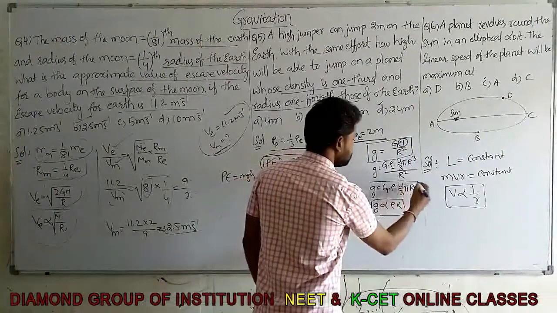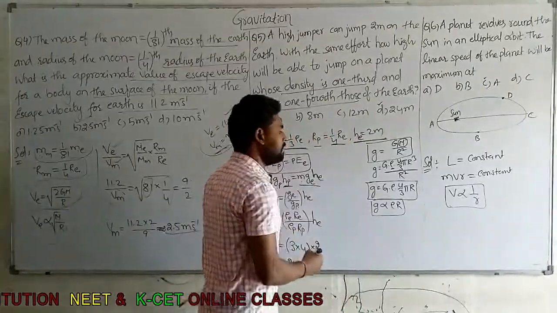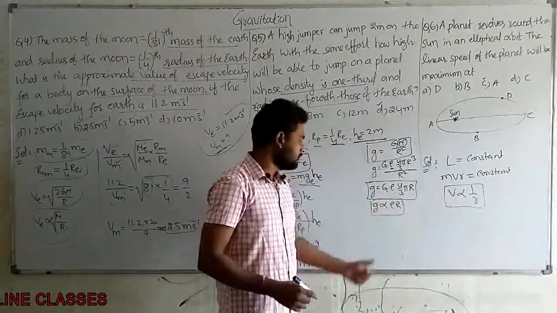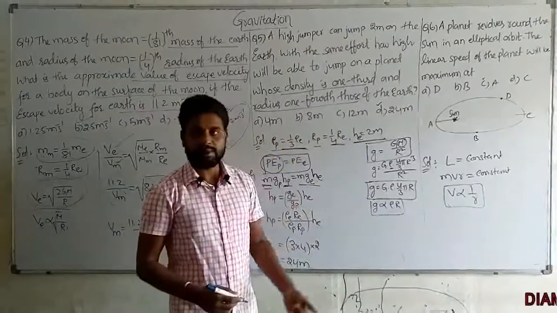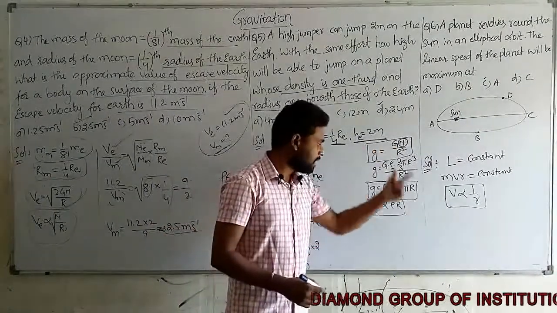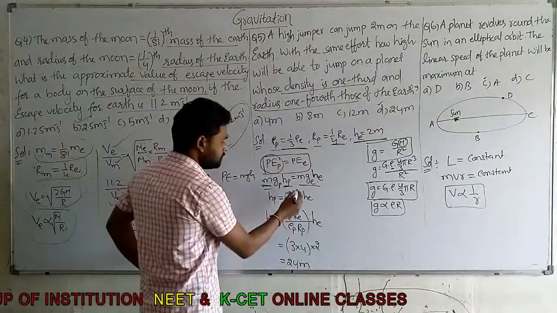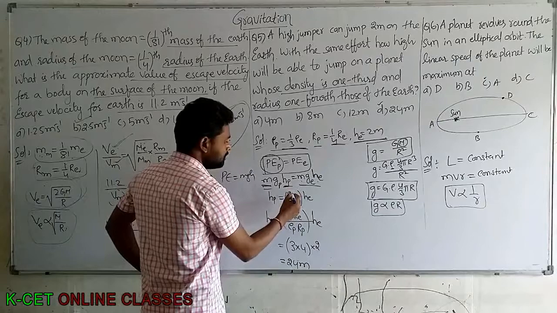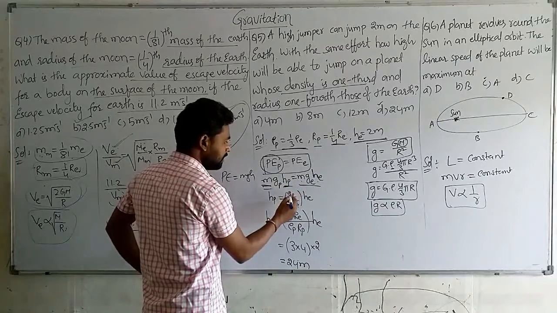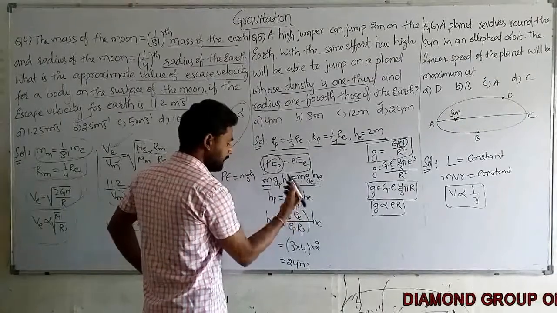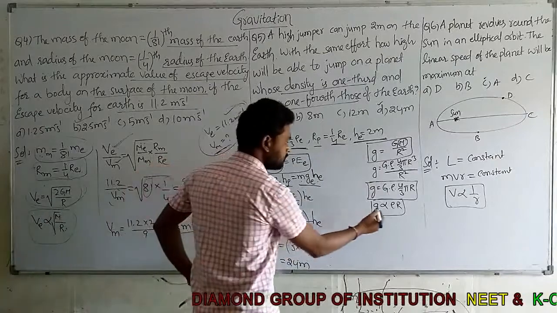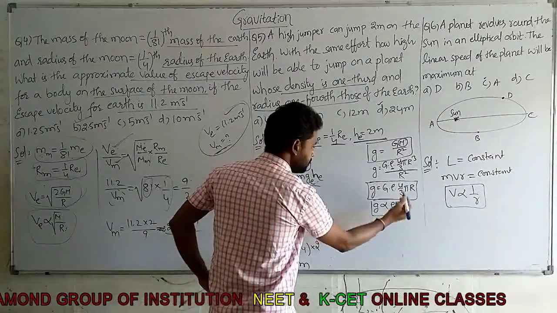Now what is the relationship between the acceleration due to gravity and the density and the radius? Acceleration due to gravity is directly proportional to the density of that planet and the radius of that planet. Now see here, we have the ratio ge by gp, the gravity on the Earth to the gravity on the planet. Gravity is directly proportional to the density and the radius of that planet.